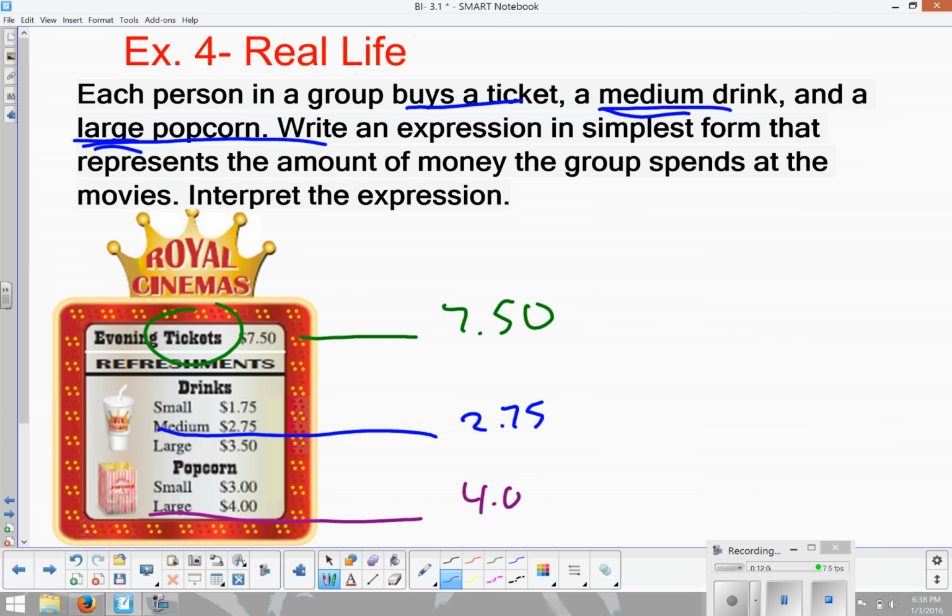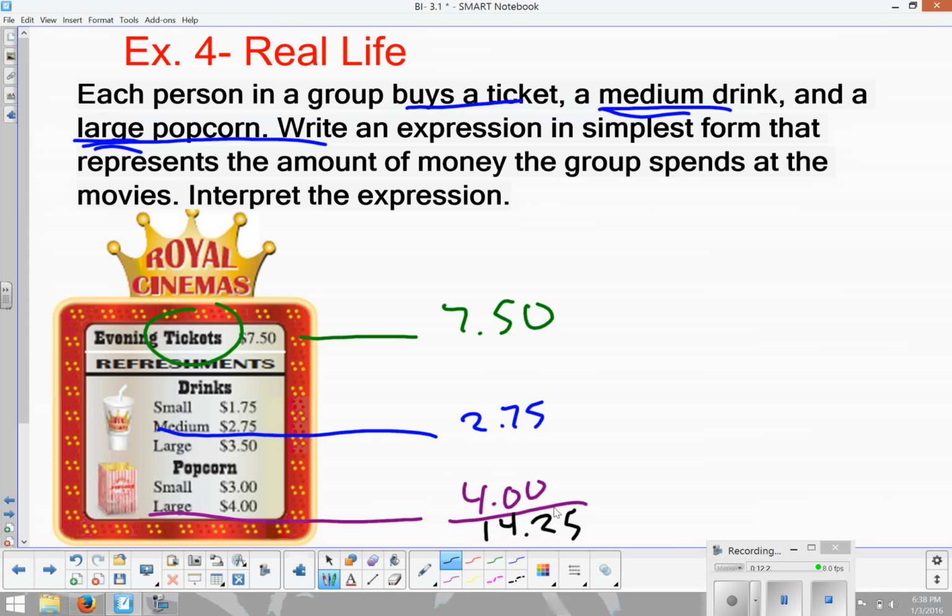Now, if we add this total up, let's see how much this total is going to add up. We're going to go ahead and calculate that really quick, and that comes out to be $14.25. Now, that doesn't necessarily mean that's how much it's going to cost for you and your group of friends to spend. That's just for one person.